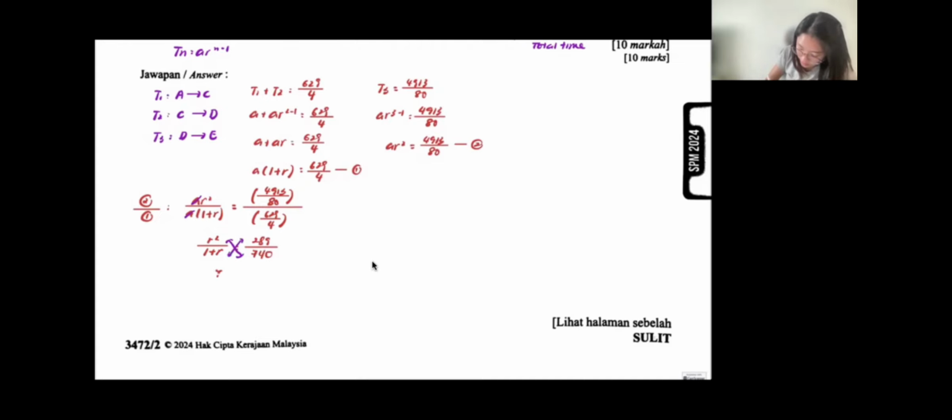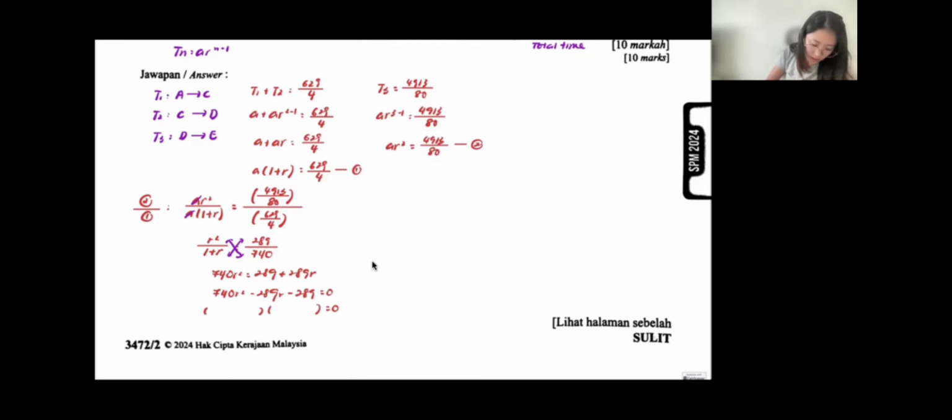This is 740R² = 289 + 289R. You see it's a quadratic, right? Quickly rearrange it back to general form, and you're going to factorize it. Minus 289 equals 0. You can use your calculator to help you solve this.